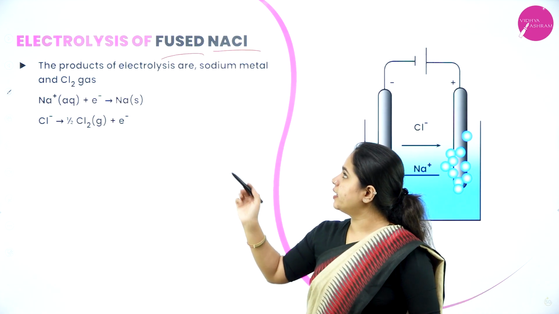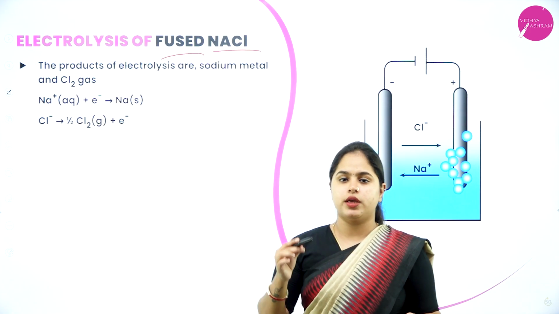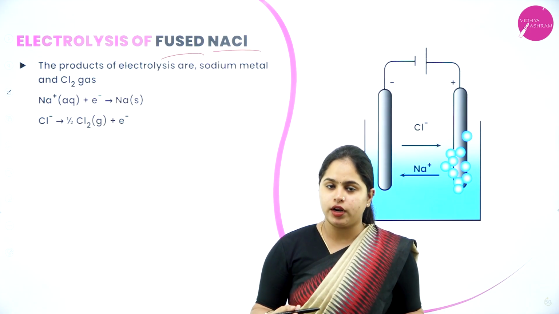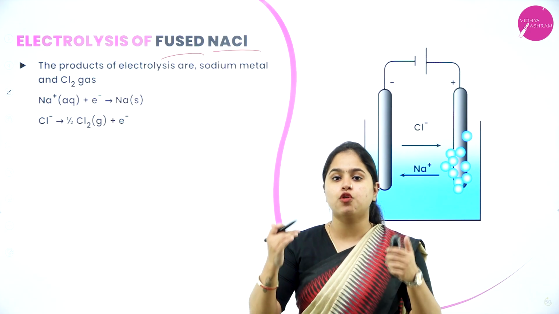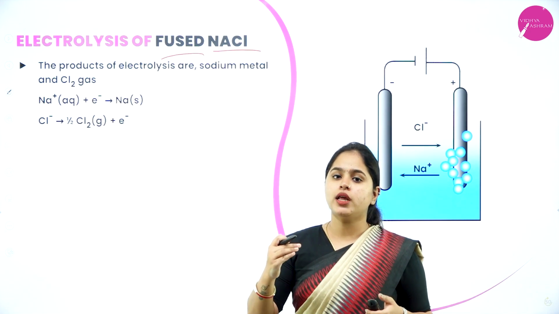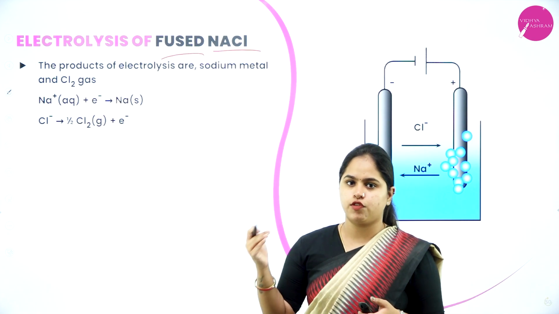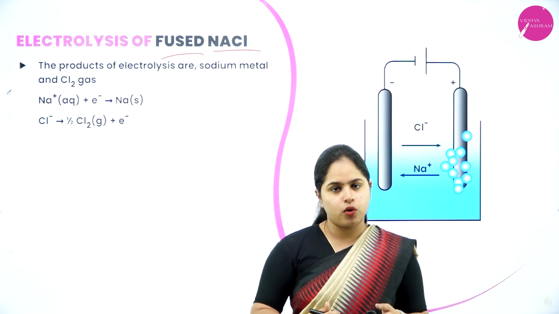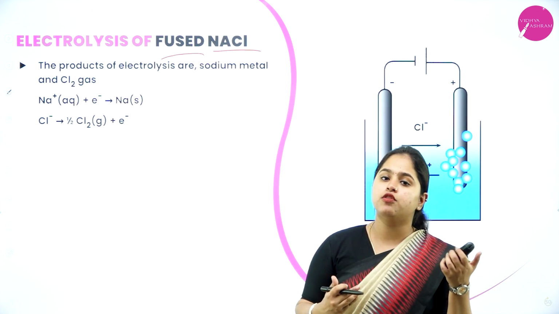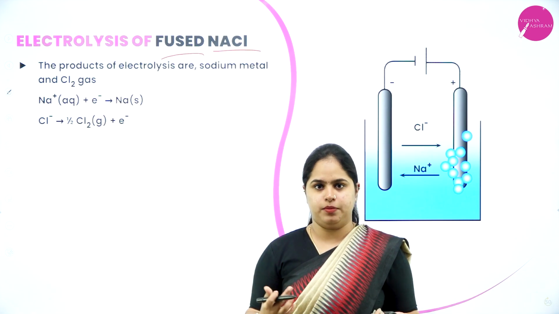So the first one is electrolysis of fused sodium chloride. Fused sodium chloride means it is in the molten state. That means there will be no presence of water here. Sodium chloride in the molten state is called fused sodium chloride, wherein there is no presence of water. Sodium chloride is made of which ions? Na plus and Cl minus ions.